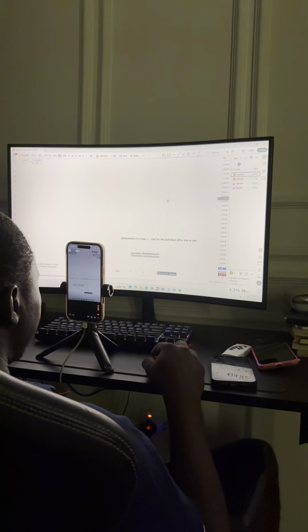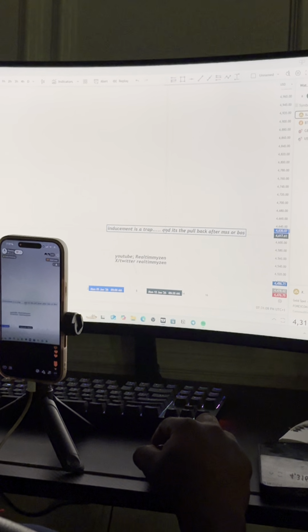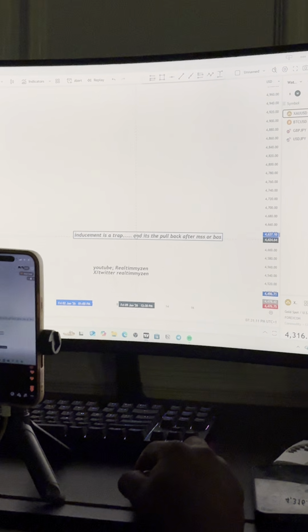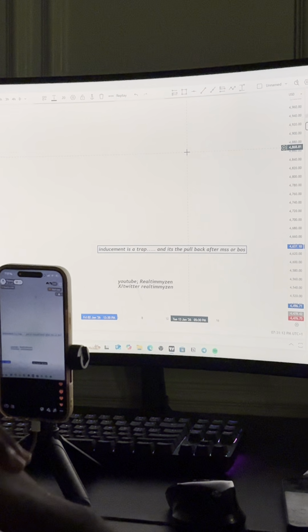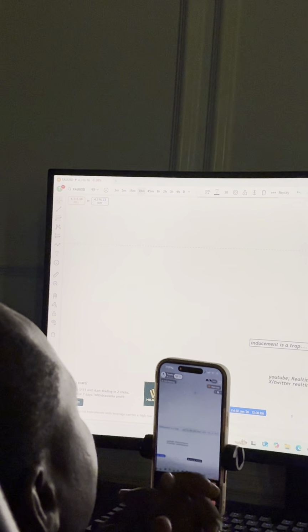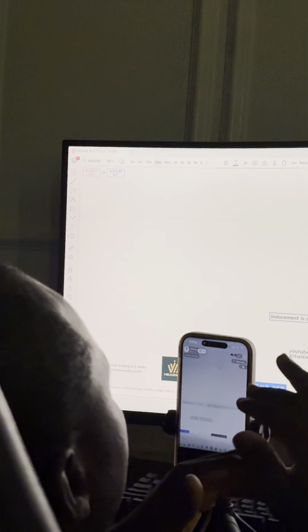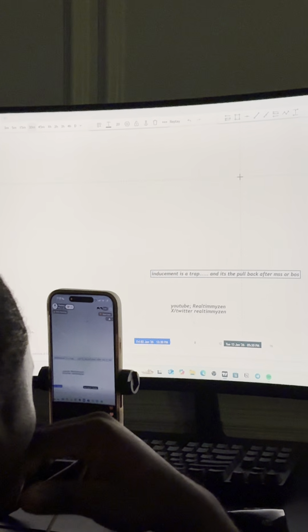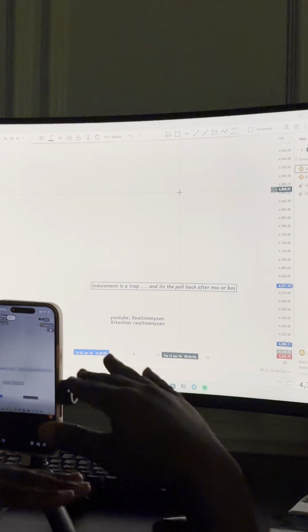When we talk about inducement, inducement simply means a trap. What do we mean by trap? Inducement traps traders. It is to trap people and make them lose money. So that is the meaning of inducement.